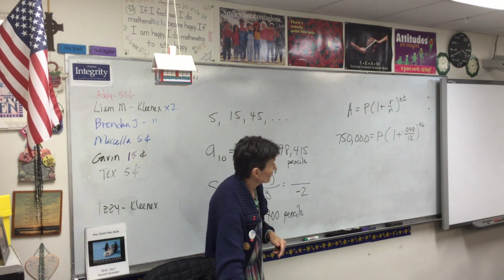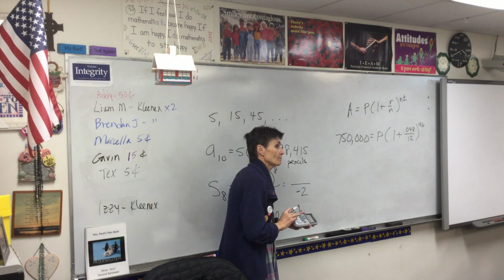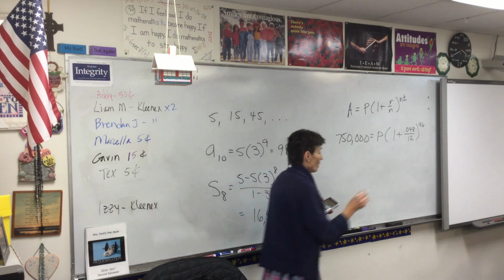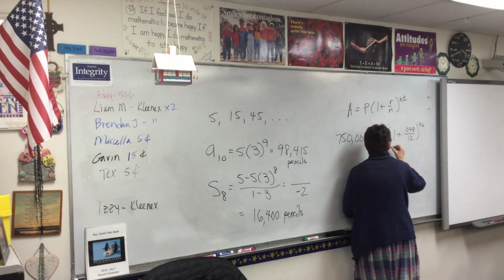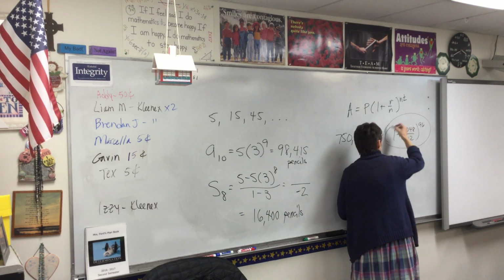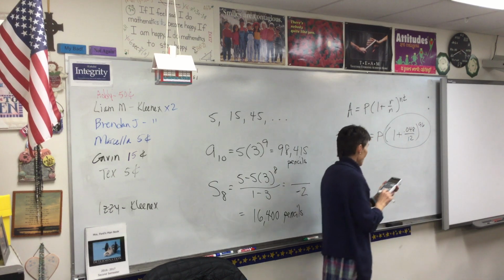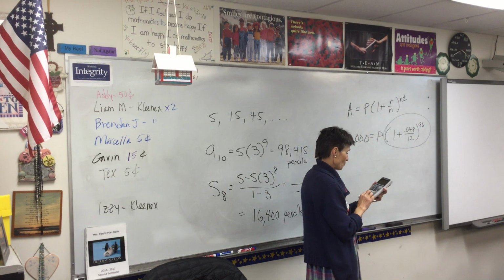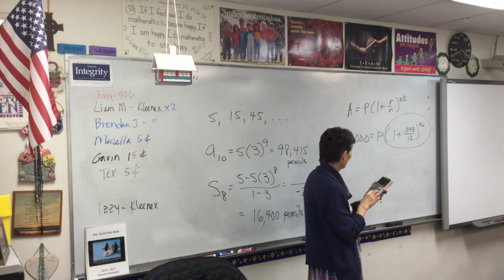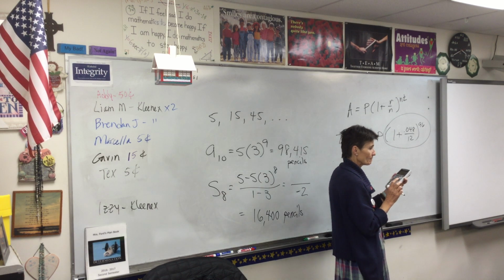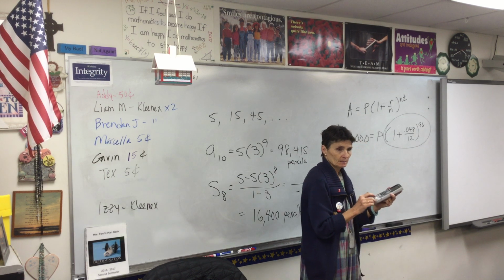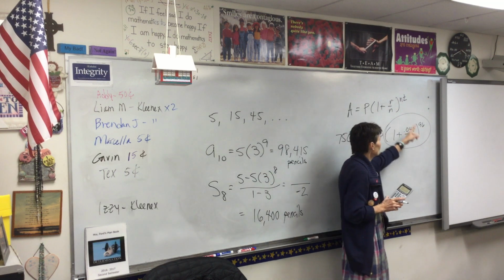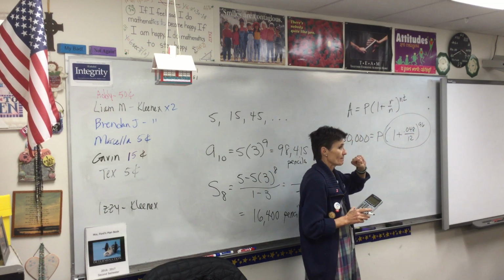Is everybody good with the setup? Yes. Now, can we type this in right here, that circle thing? Yes. Parentheses, 1 plus 0.048 divided by 12, close parentheses, to the 96. Did you get 1.46? You have to type it in exactly the way I wrote it, including the parentheses.